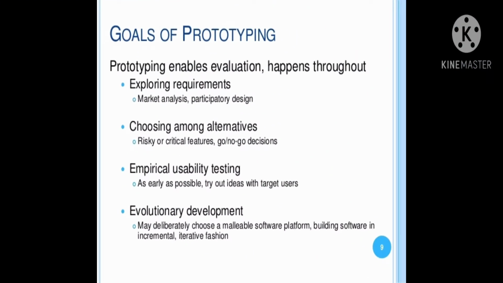Goals of prototyping. Prototyping and evaluation happen throughout: exploring requirements, market analysis, participatory design, choosing among alternatives, risky or critical features, go-no-go decisions, and practical usability testing. As early as possible, try out ideas with a target user. Evolutionary development may deliberately involve choosing among multiple software platforms and building software in incremental fashion.